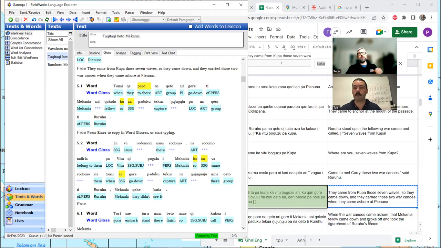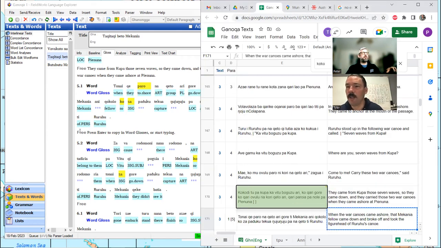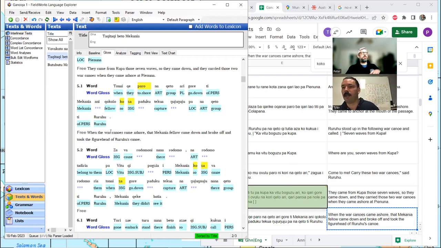So let's see what their real translation is. When the war canoes came ashore, that Mekania fellow came down and broke off and took the figurehead of Ruruhu's canoe. Fabulous. No, they did land on shore, and he went and... When they came ashore. He literally grabbed it. Man, that Mekania, I can see why Ruruhu came all the way to fight him. Mekania is legit.